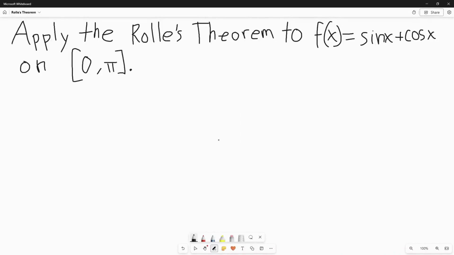Now, let's do one last practice problem. If you think you know how to do this one, then pause the video and try it. This one says apply Rolle's theorem to f of x equals sine of x plus cosine of x on the interval 0, pi. And sine of x and cosine of x, they're just trigonometric functions which are both continuous and differentiable. So the first two conditions we need to see if it meets are automatically satisfied.